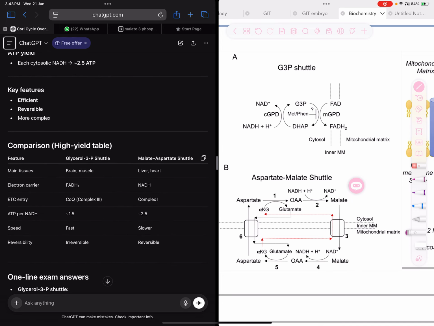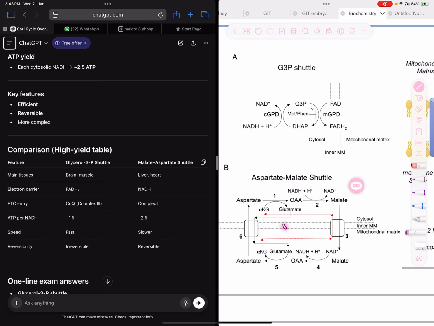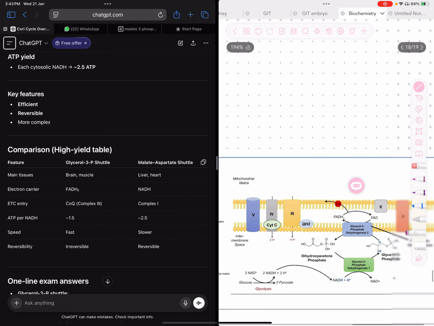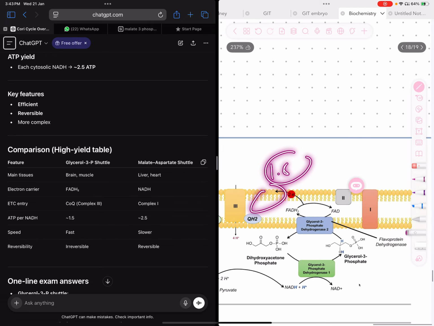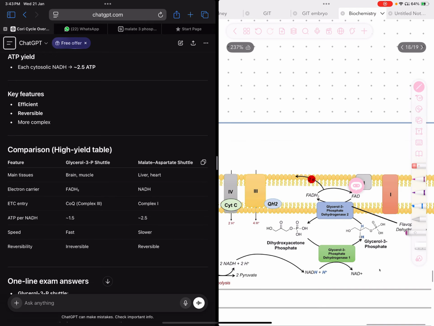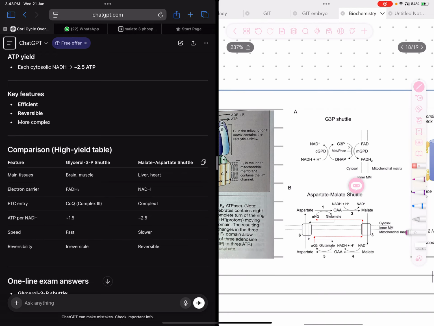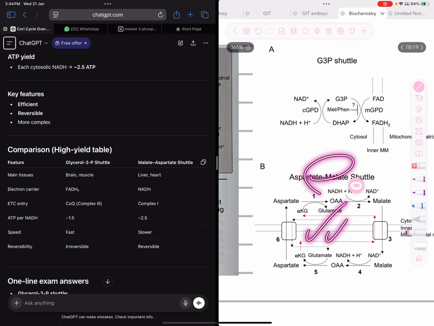Now this is a comparison that you can see. The malate aspartate shuttle is slower, but its ATP yield is higher because you have NADH being produced, so that will be 2.5. In this one, you have FADH2 produced, so 1.5 ATP yield. And this is irreversible, whereas the malate aspartate shuttle is reversible. You can see that step. So yes, that's it.